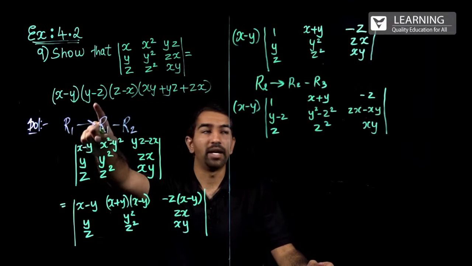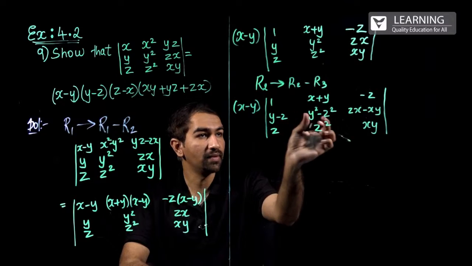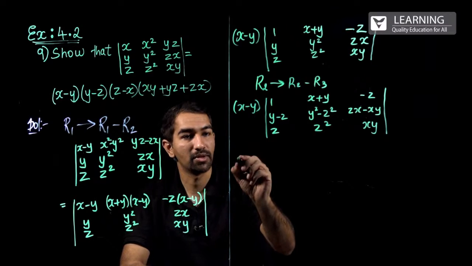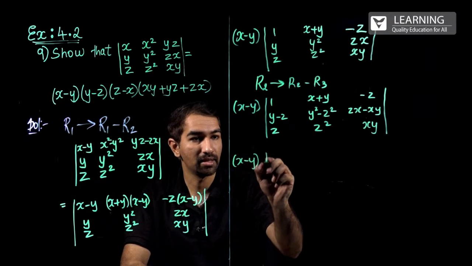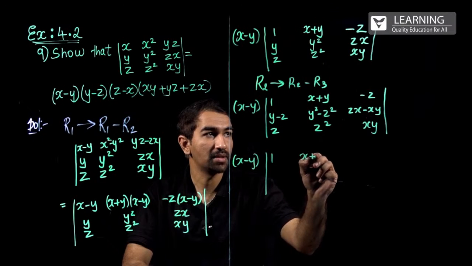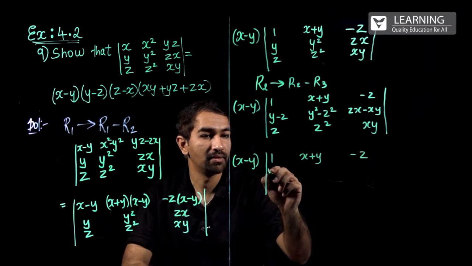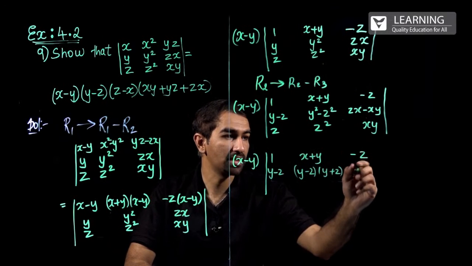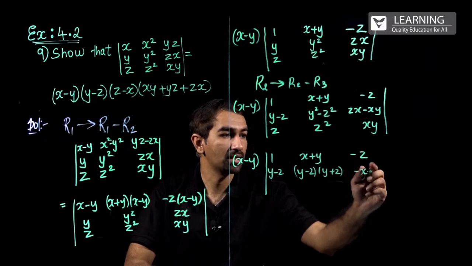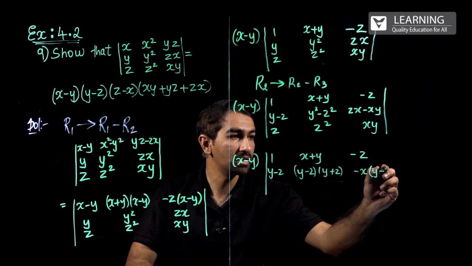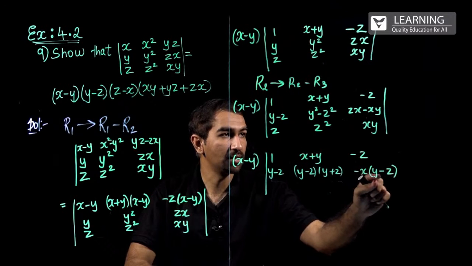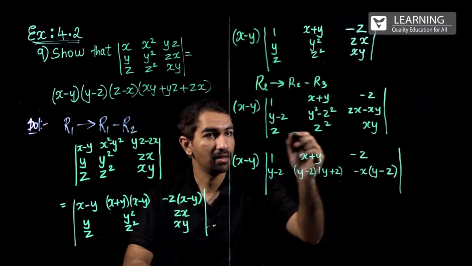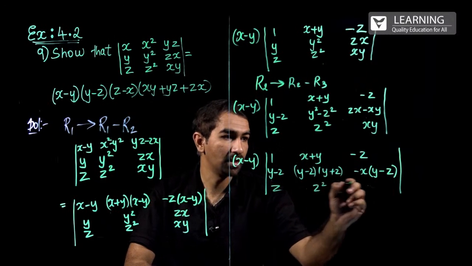What are we trying to take out? y minus z. So y minus z we got here, we'll get y minus z here also. How do we get y minus z here? We have to take out minus x common. So write that again. x minus y of 1, x plus y, minus z, y minus z, y minus z of y plus z. Take out minus x outside. So if you take out minus x outside, you will be getting y minus z. Check it once. Minus x into y minus xy, minus x into minus z plus xz. And this as it is, z square, xy.